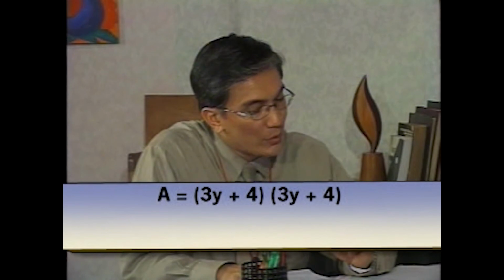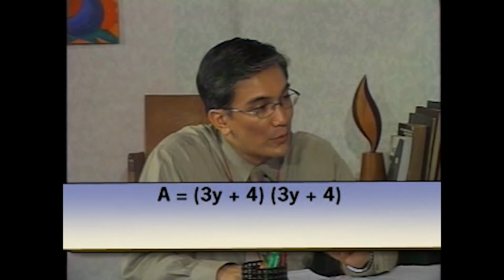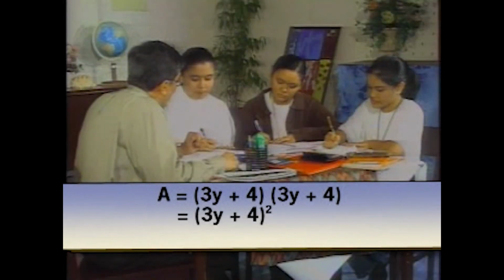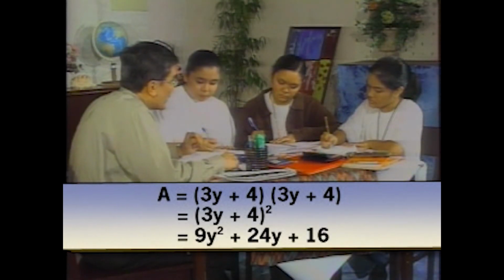What is the area of a square whose side is quantity 3y plus 4? Area equals side times side. Good. A is equal to quantity 3y plus 4 times quantity 3y plus 4 is equal to quantity 3y plus 4 squared and is equal to 9y squared plus 24y plus 16.